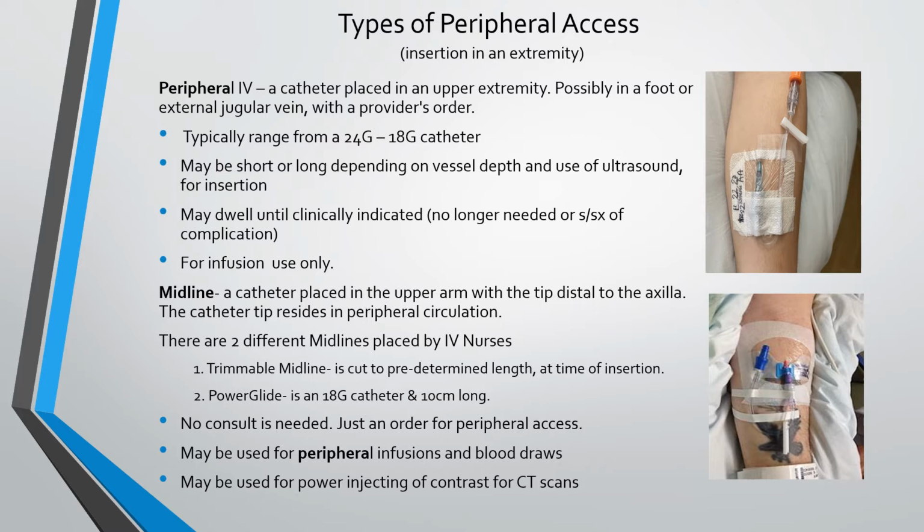The first is a trimmable midline, which is cut to a predetermined length at the time of insertion, and the second is a power glide catheter, which is an 18 gauge catheter, 10 centimeters long. There is no consult needed, just an order for a peripheral IV access. They may be used for any peripheral infusions and blood draws. They are used for power injecting of contrast for CT scans, and they may dwell up to 29 days.